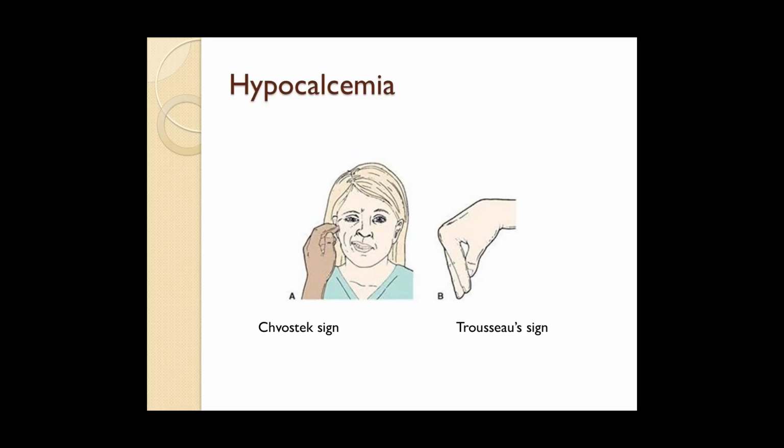Trousseau's sign can be elicited when a blood pressure cuff is placed around the arm and inflated to a pressure that's greater than the patient's systolic blood pressure and held in place for 3 minutes. This will ultimately occlude the brachial artery, and in the absence of blood flow, the patient's muscle tetany will induce spasming of the muscles of the hand and forearm, as evidenced in the picture here.